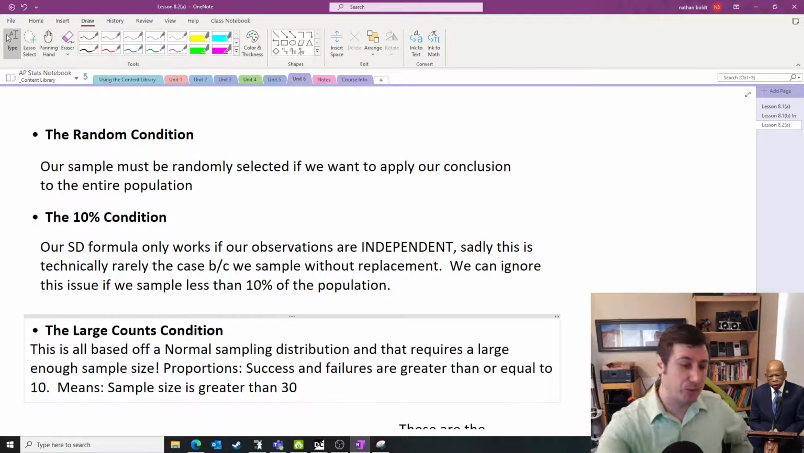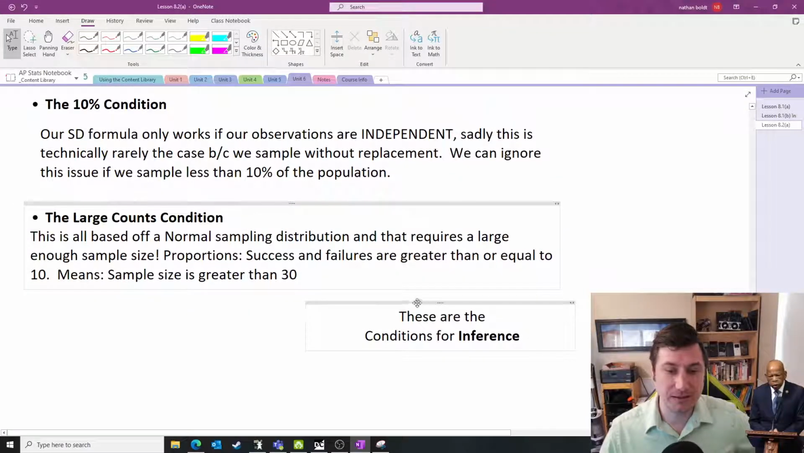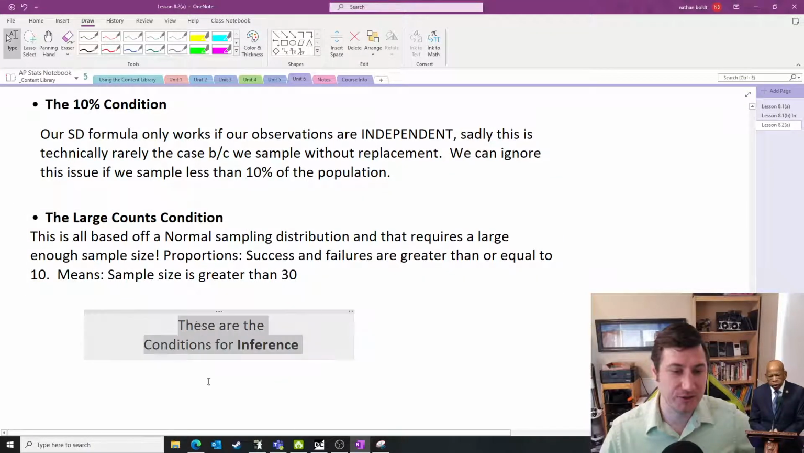So we did the proportion ones, but it could also be if you're doing a mean, an average, then the sample size has to be bigger than 30. Once that large counts condition is met, boom, our sampling distribution is normal, and we can do this math. So every time we do one of these, we do have to check box those 3 conditions. These are the conditions for inference.